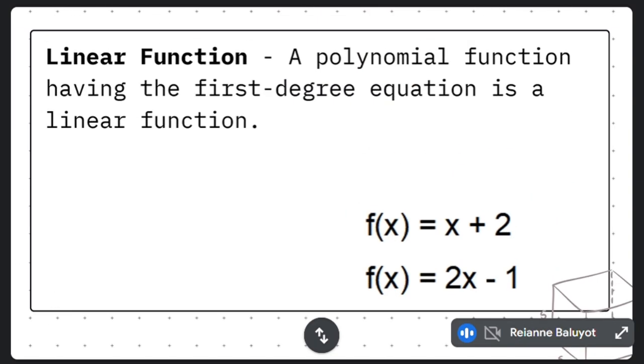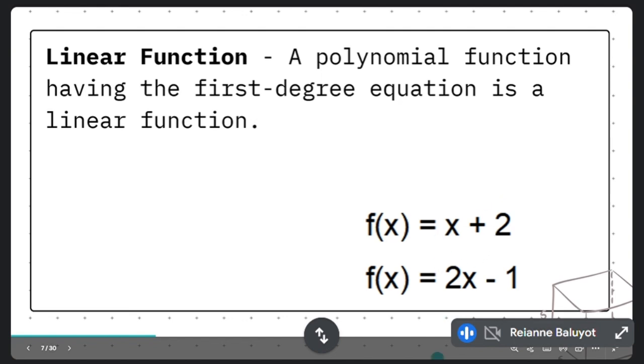Now, what are some types or forms of functions? So let's start with linear function. A linear function is a polynomial function having the first degree, yung highest degree sa isang function ay 1. So we have an example here, which is f of x equals 2x minus 1. As you can see here, the highest degree is only 1.